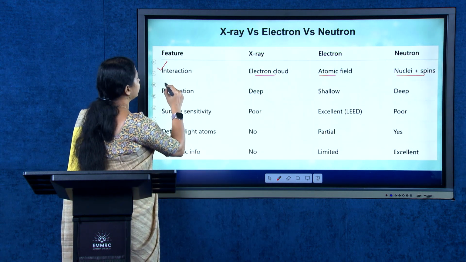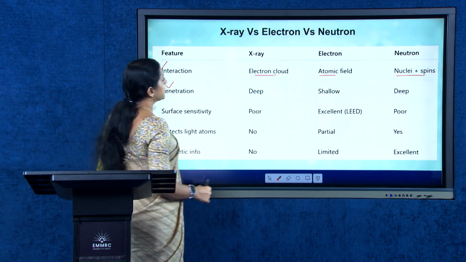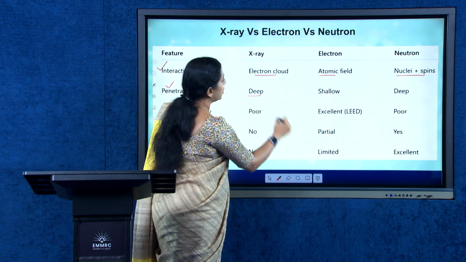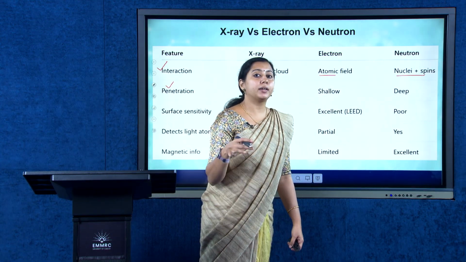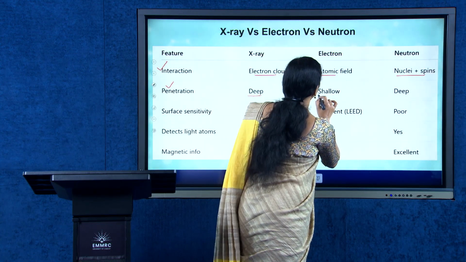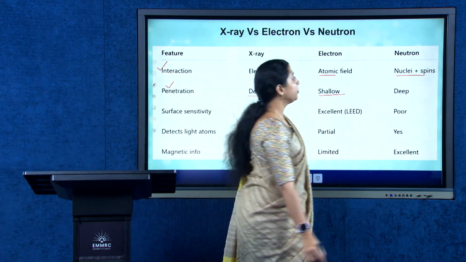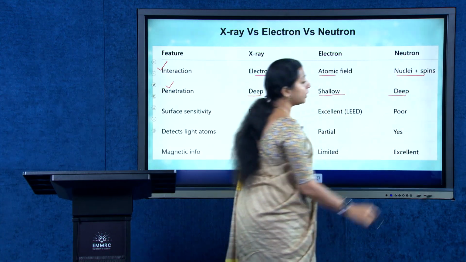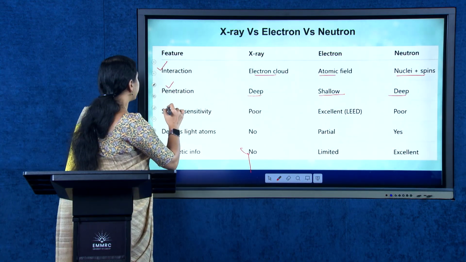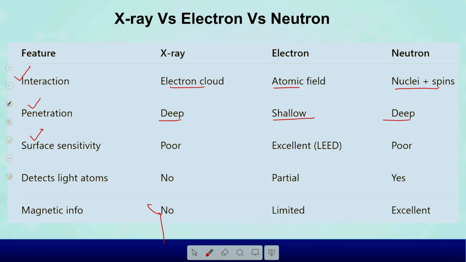About the penetrating power. X-rays can penetrate deeply, whereas electrons cannot penetrate deep into the crystal lattice, only the top few layers. So, we may say it is a shallow penetration, whereas neutrons can penetrate deeply into the atomic nuclei. About surface sensitivity, X-rays have a very poor surface sensitivity, whereas electron diffraction is an excellent surface sensitive method, and neutrons also have very poor surface sensitivity.